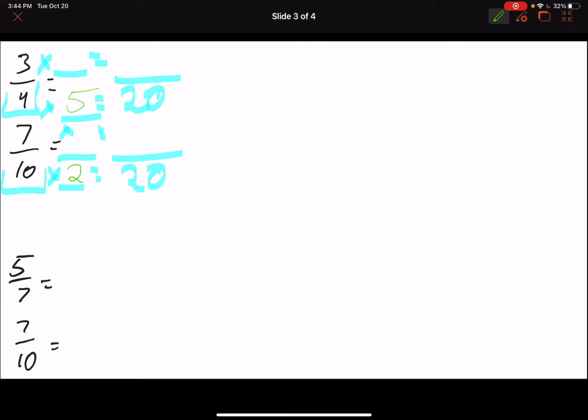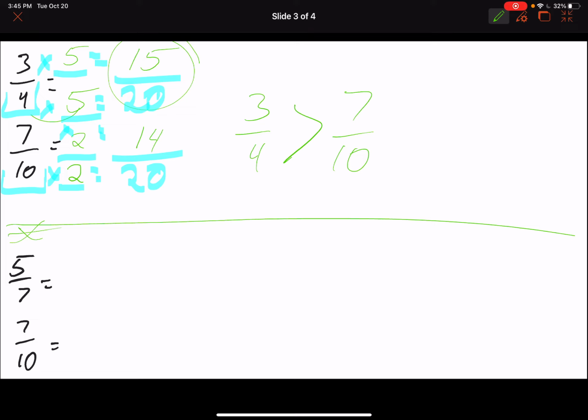Okay. Now, if I'm multiplying the bottom by 5 here, I need to multiply the top by 5 here. So 5 times 3 is 15. And I'm going to multiply the top here by 2 because I multiplied the bottom by 2. And that would be 14. Now I can directly compare, and I know that 15/20ths is bigger, so I know that 3/4 is greater than 7/10.